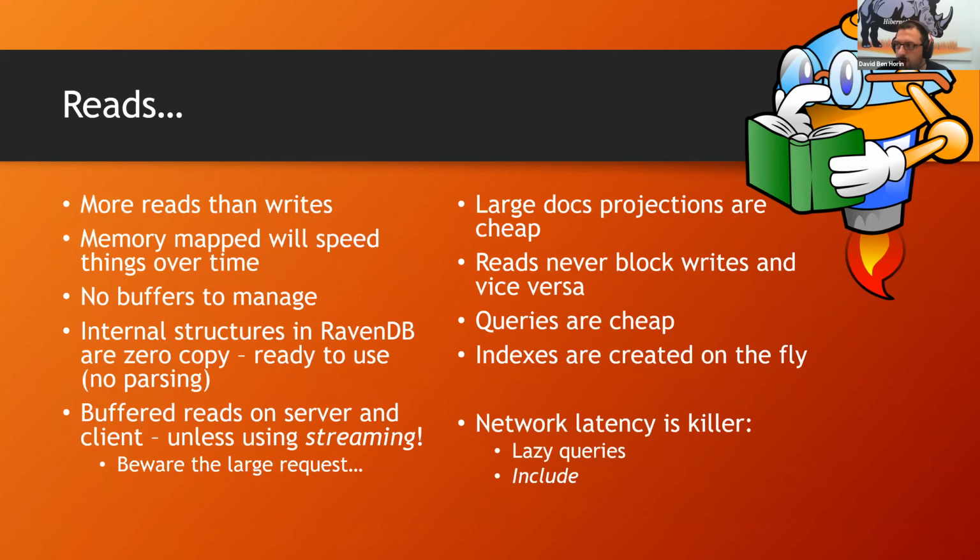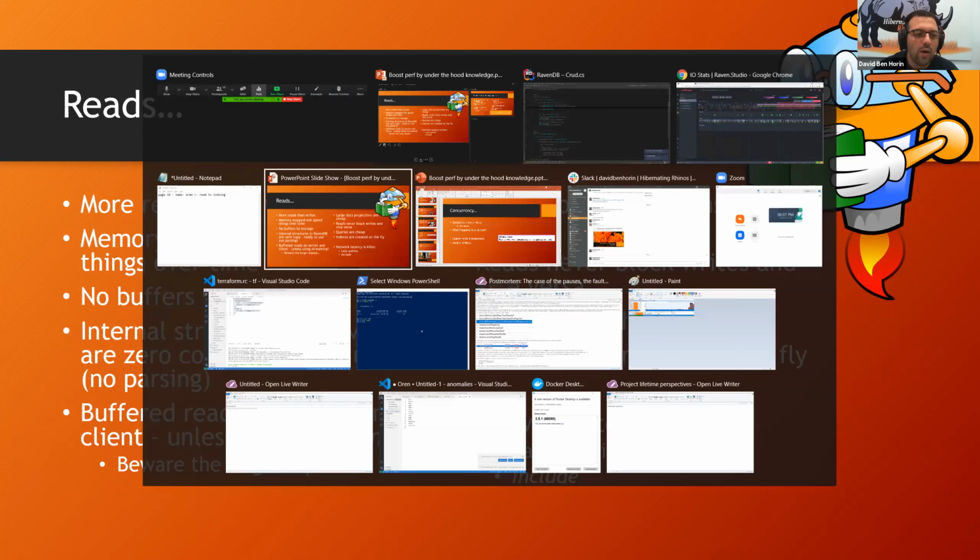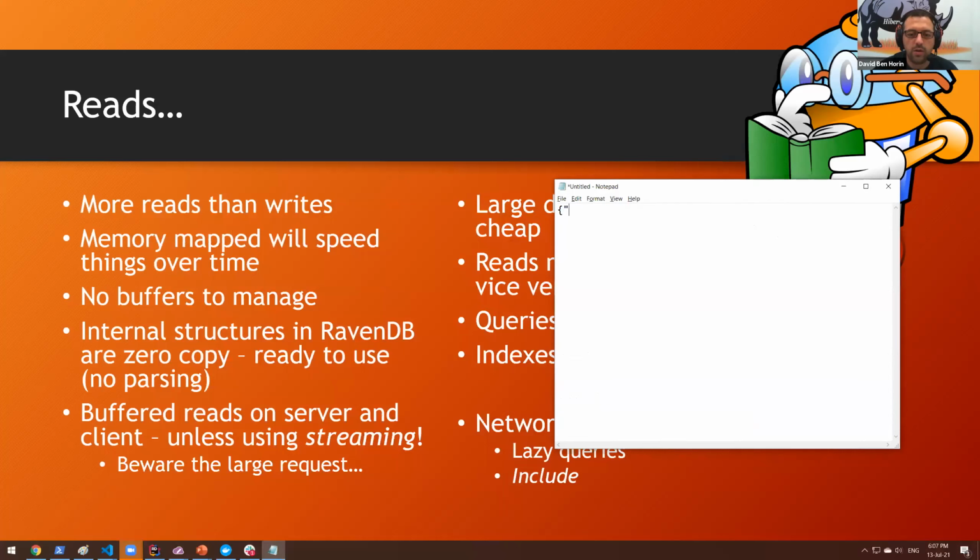What do I mean by this? The data is memory mapped. And that means that we don't need to manage buffers. We let the operating system handle that. But it also means that we can access any given data point by just using pointer arithmetic, which means that the data structures that RavenDB uses internally are zero copy.